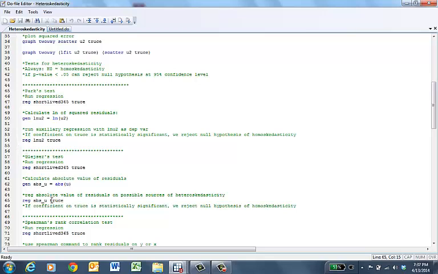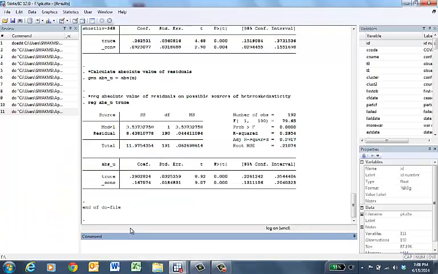Again, if the coefficient on this variable is statistically significant, so if the coefficient on truce is statistically significant, we can reject the null hypothesis of homoskedasticity. Once again, the coefficient on truce is statistically significant at over a 99% confidence level.